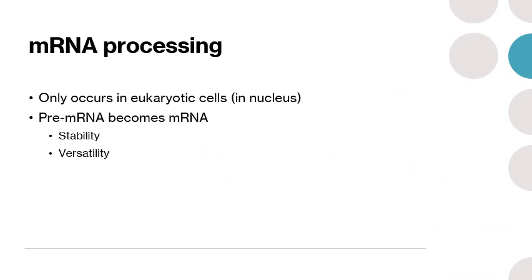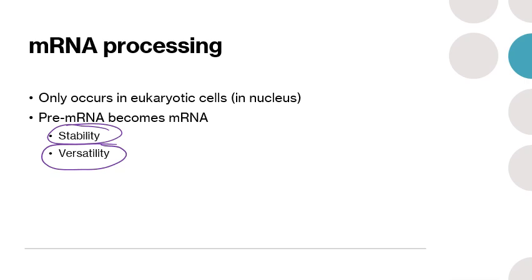So once you've built your pre-mRNA, we need to process it. And remember, this only happens in eukaryotic cells. This does not happen in prokaryotes. Bacteria do not need to process their mRNA. So this is just a matter of making that mRNA strand more stable, more versatile.